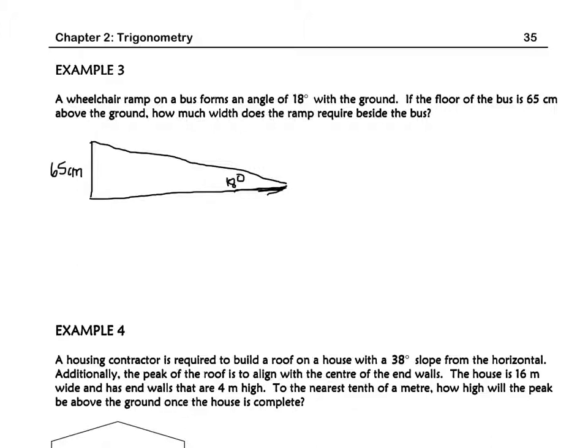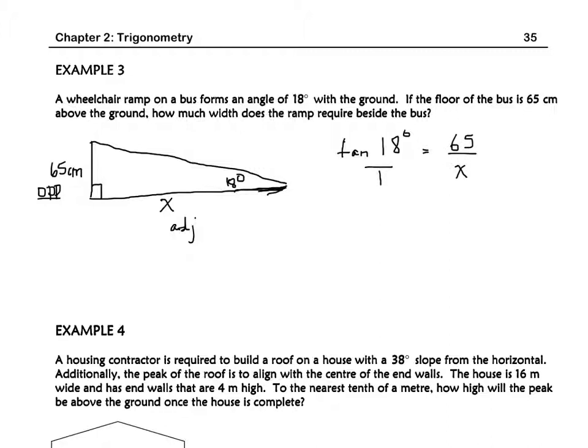So it says, how much width does the ramp require beside the bus? So basically you're looking for this. How much space do you need here between the end of the ramp and your bus? So this again would be a right triangle, because this would be a vertical line and a horizontal line. So you can again set up your angle 18 would have the side opposite is known, but the side that's adjacent to it is not. So again, that's a tan information. So tan of the angle 18 should be 65, opposite over adjacent would be x.